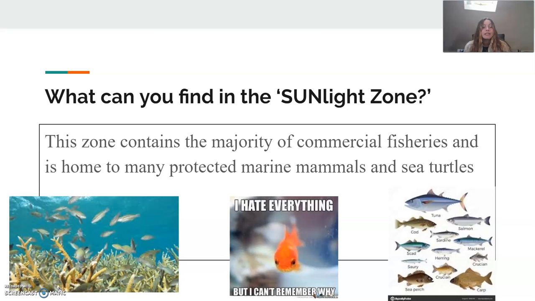So what can you find in this sunlight zone? Well, this zone contains almost all of the sunlight the ocean receives. So here you're going to have the majority of commercial fisheries and protected marine mammals and sea turtles. So this is where you're probably going to be most familiar with all the species. This is what you're going to see from boats when you're fishing, coral reefs. All of those species are going to be in this ocean layer.